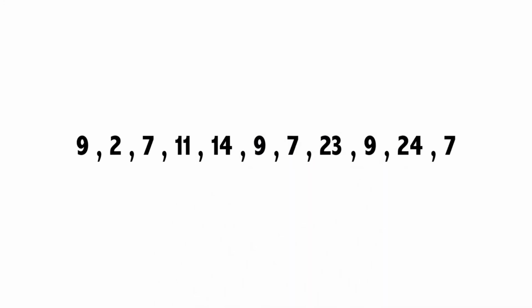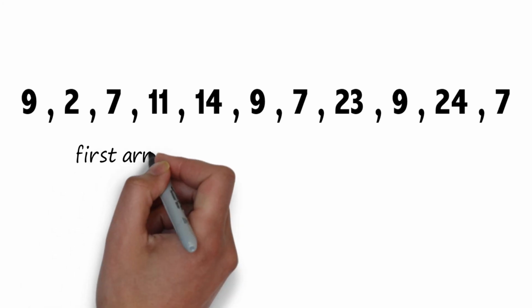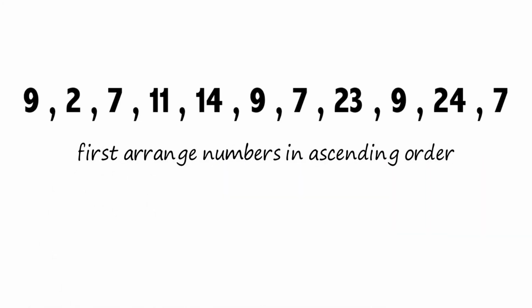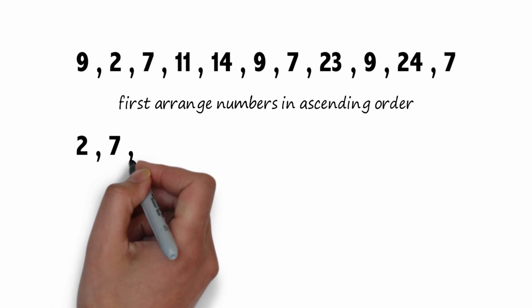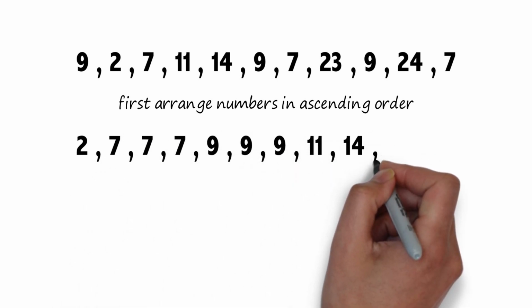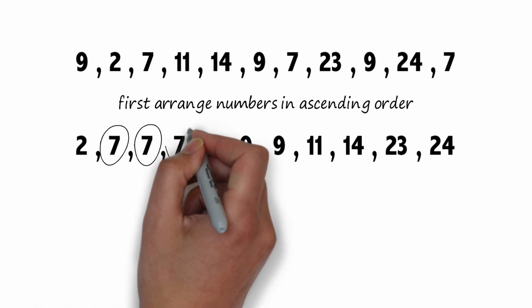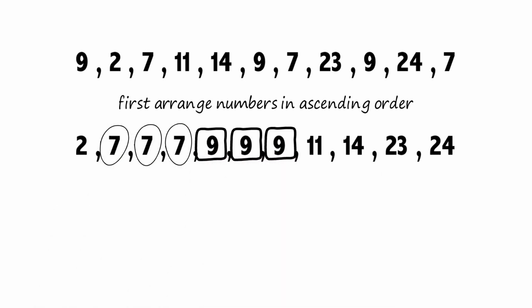Present the numbers 9, 2, 7, 11, 14, 9, 7, 23, 9, 24, and 7. The learners must first arrange the numbers in order from the smallest to the largest, and then find the number or numbers that are repeated the most. In this instance, the numbers 7 and 9 are the numbers being repeated 3 times, and therefore there are 2 modes of this group of numbers.